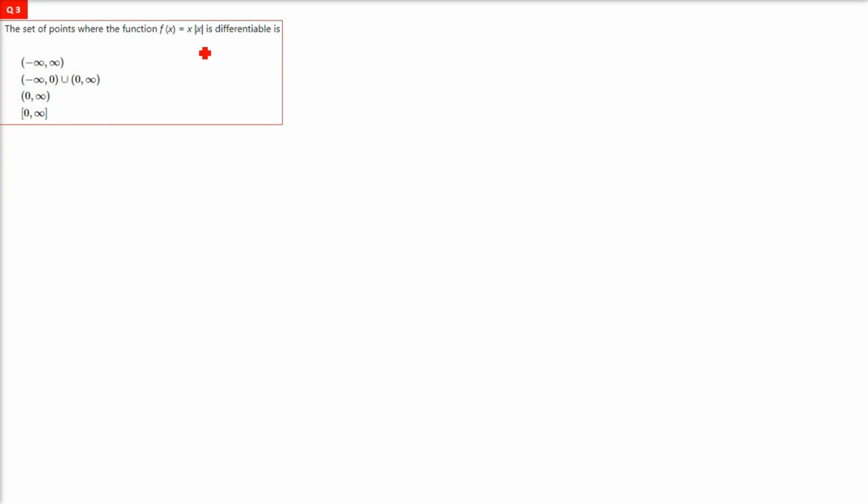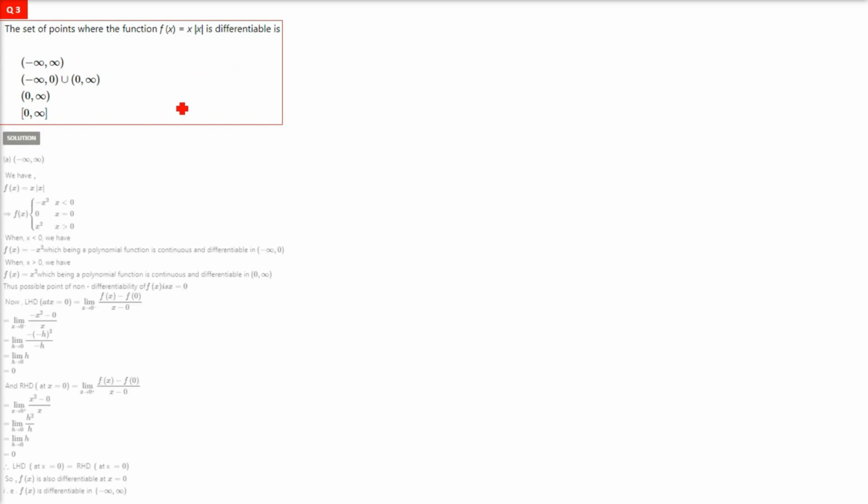The set of points where the function f(x) equals x into modulus x is differentiable. Differentiable where? Modulus x, you are completely aware by now how this modulus function works for simple x, what is the graph of this function, we have been talking about it every time.